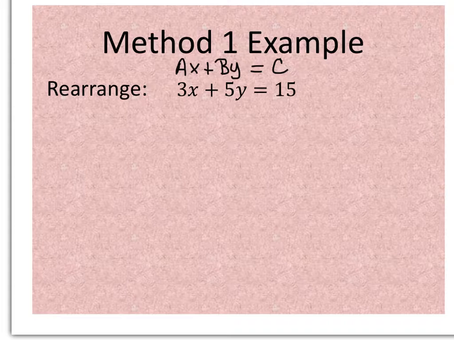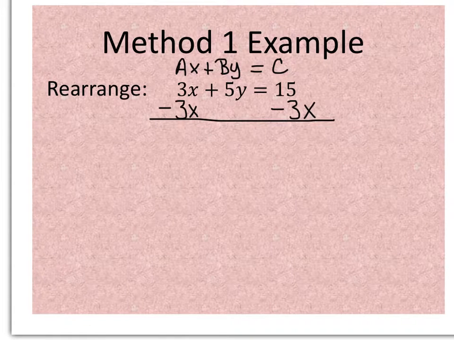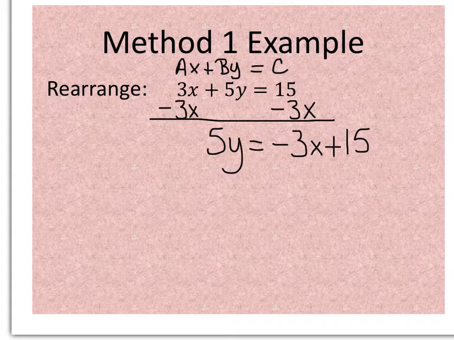Since this is a positive 3x, we are going to subtract 3x. All right, so now over here on the left-hand side, we have 5y equals. Now, when we go to rewrite this, we always put our term that has our x first. So we'd say minus 3x plus 15, or a negative 3x plus 15. All right, so now we have 5y equals a negative 3x plus 15.